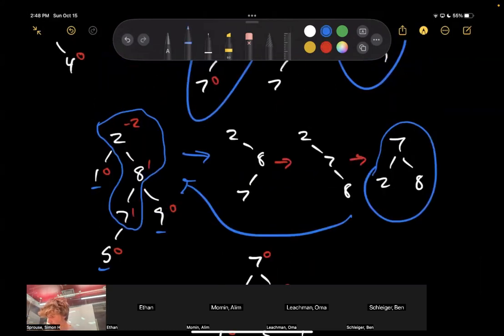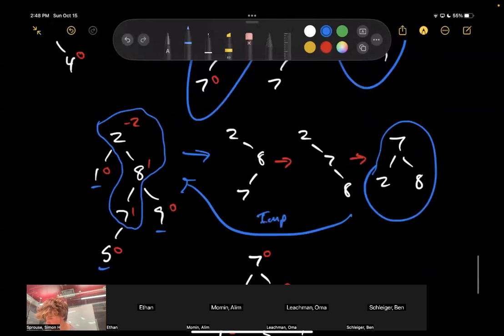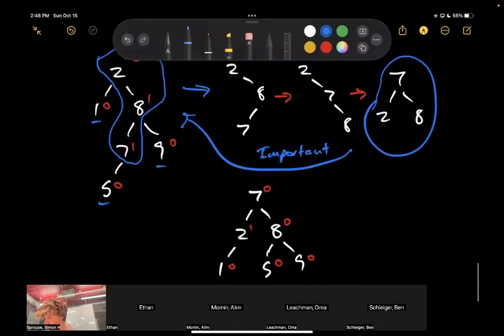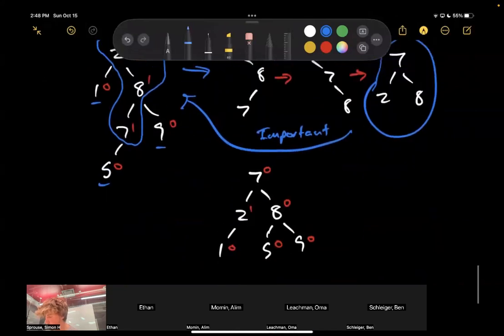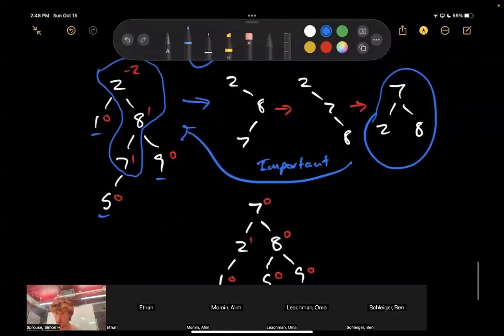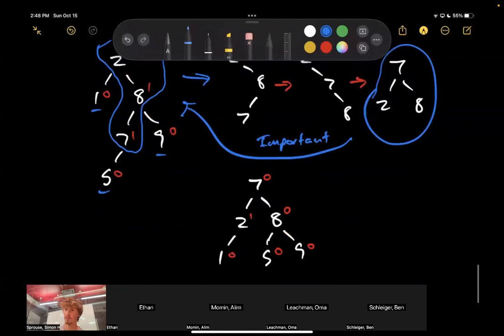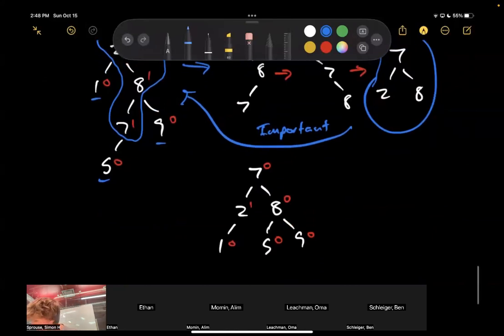Because this is the important step. This is what's hard. Did I lose anybody? Because now we've got a balanced tree again. Okay, I'm trying to make this as straightforward as possible. When I took this class, this took me so long to figure out.